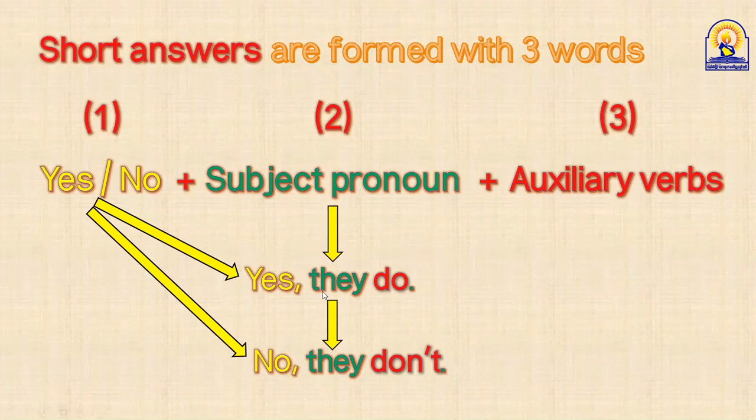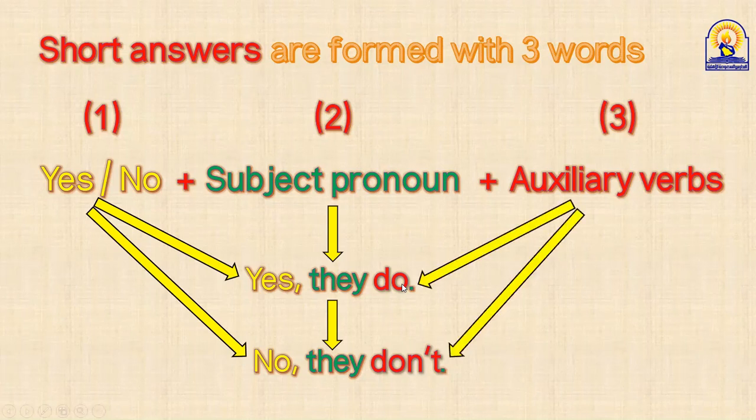So after the pronoun, you must put one of the auxiliary verbs, like what? Like do or don't, does or doesn't, did or didn't, are or aren't, can, could, shall, should, any one of these auxiliary verbs. So guys, again, if you want to make a correct short answer, you must count 3 words. Number 1, yes or no. Number 2, one of the pronouns. Number 3, one of the auxiliary verbs. Here you can achieve your target.